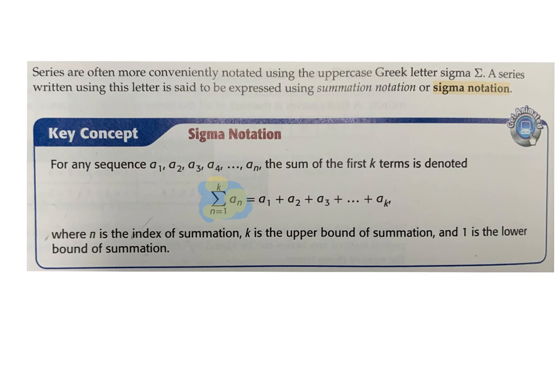They are called the lower bound and the upper bound, by the way, meaning where you start and where you end. And then n means the index. So that is the index of the summation, whatever term you're on.